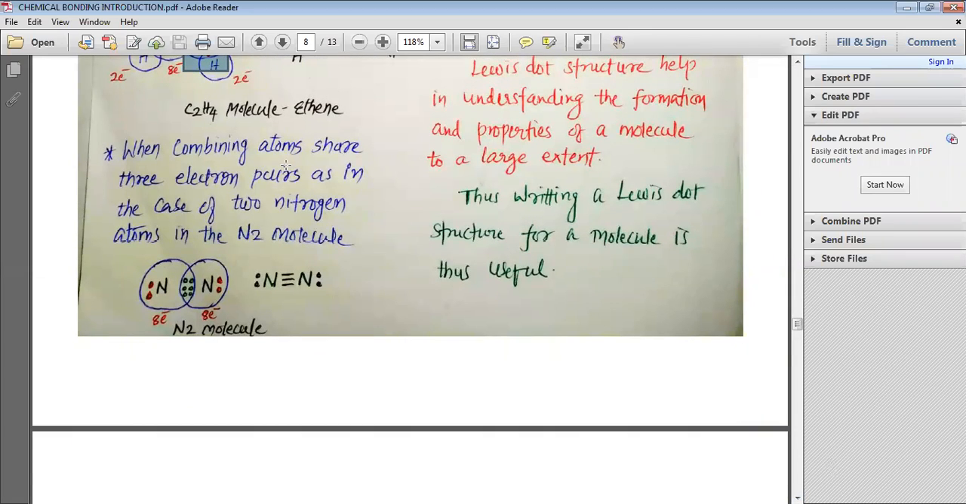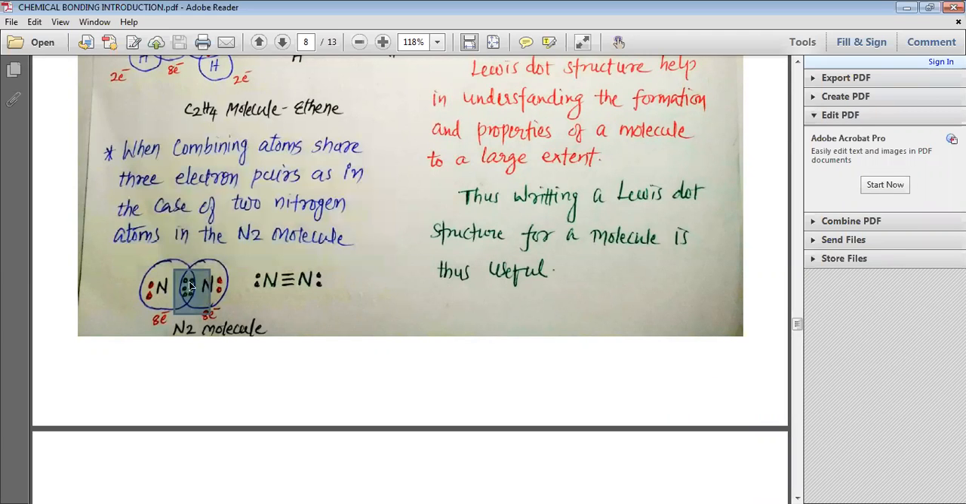Now let us see combining atoms sharing 3 electron pairs, as in the case of the 2 nitrogen atoms in the N2 molecule. You can see here that these nitrogen atoms have shared 3 electrons each.